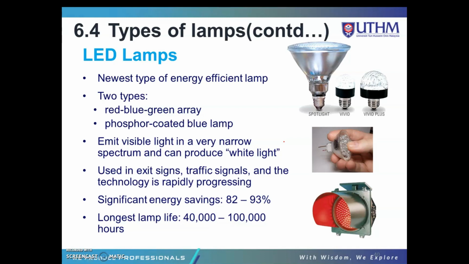So normally this lamp has also been popularly used for street lighting, the highways. So it is basically used in exit signs, traffic signals, and the technology is rapidly progressing. So it also can have a low energy consumption and significant energy savings around 82 to 93%. And it has the longest lamp life, about 40,000 to 100,000 hours.